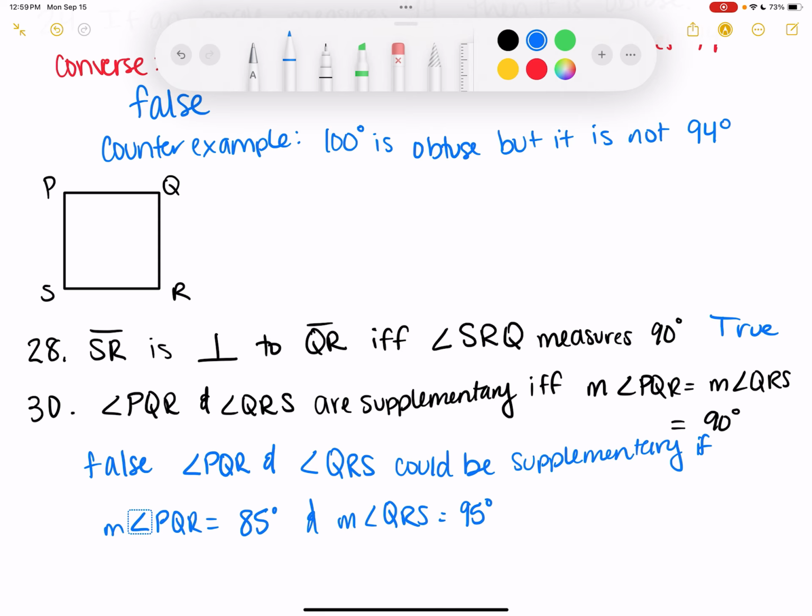34. These ones say to rewrite the true statement in if-then form. So we're writing the hypothesis or the conditional statement first. Then write the converse. If the converse is true, combine it to make an if and only if statement. If it's false, provide a counterexample. So there's three things that I'm going to be writing on these problems. So 34.